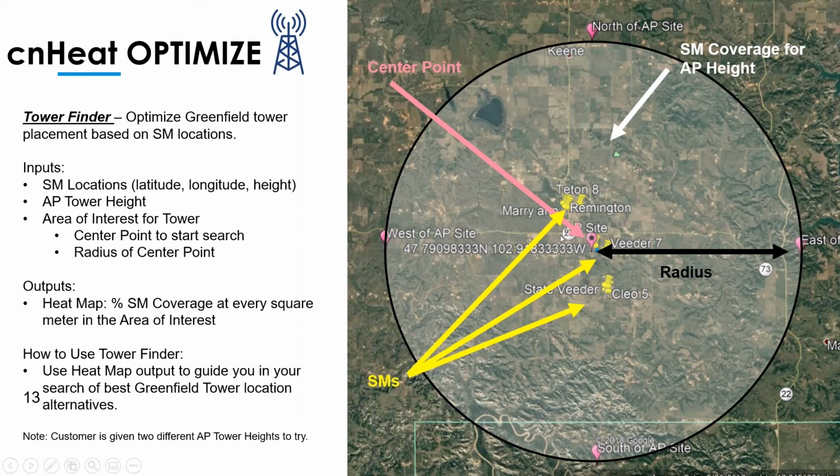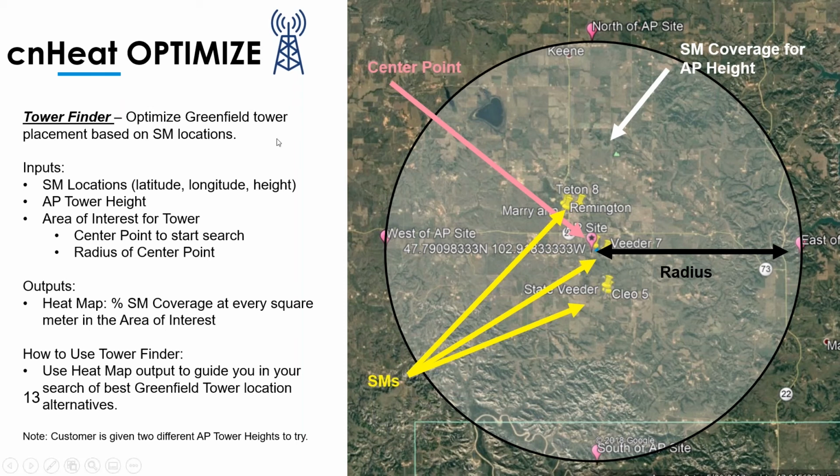Okay, so what are the inputs to optimizing your greenfield tower site placement based on SM location? Well, first is, what are the SM locations that you would use to place your tower? And so what you do is you provide us the location. So in this example, the yellow push pins are locations, and there's, I think, 7 of these right here. And what you do is you provide us latitude, longitude, and the height of the SM. Then you tell us the tower height that you want your tower to be at. So it could be like 150 feet, let's say.